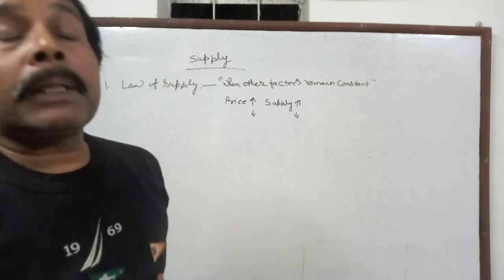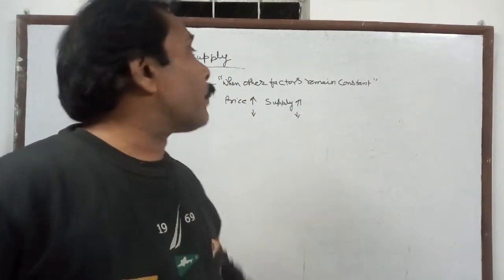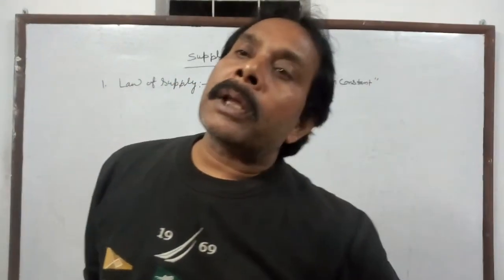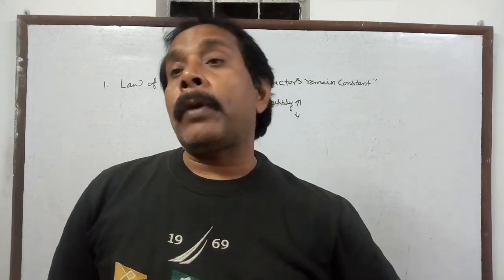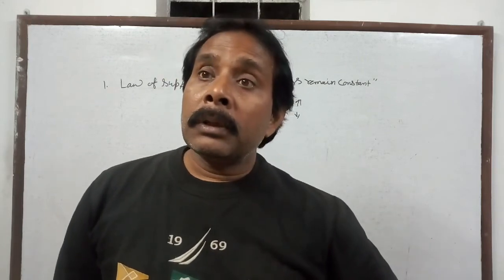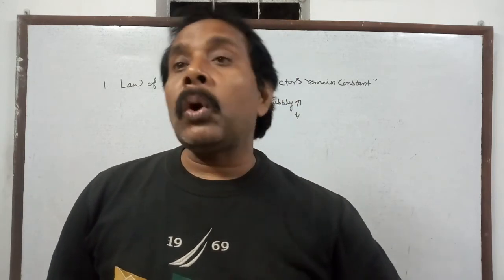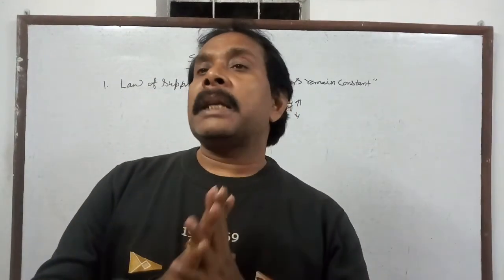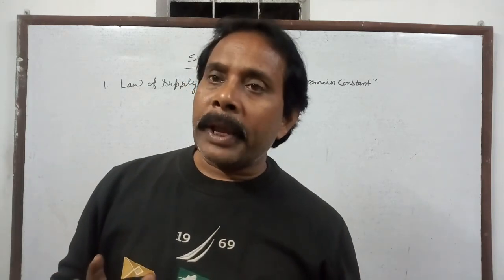Now, what are the assumptions of the law of supply? The assumption is that other factors remain constant. So you will say that the price of other goods should remain constant, there should be no change in technology, the number of firms should remain constant, the government policy should not change, and the goals of the firm should remain constant. So these are the assumptions. Assumptions mean the conditions in which the law will apply.